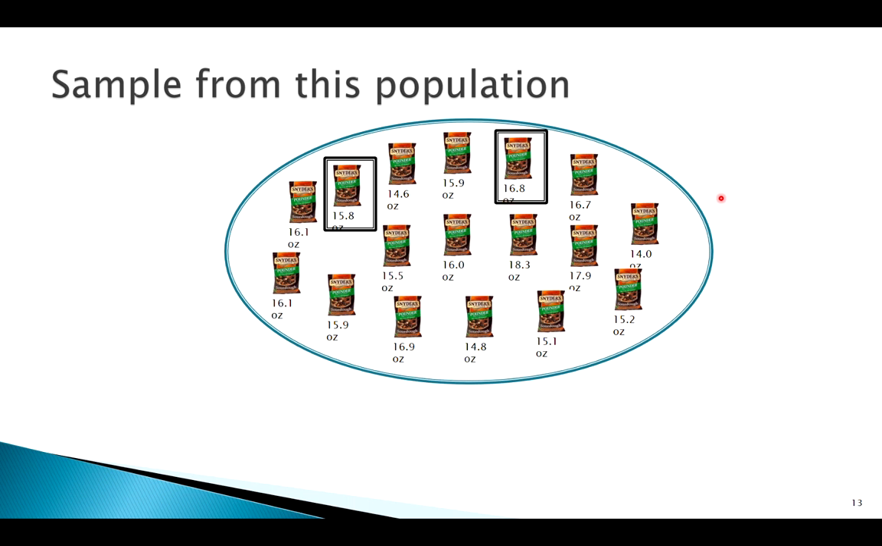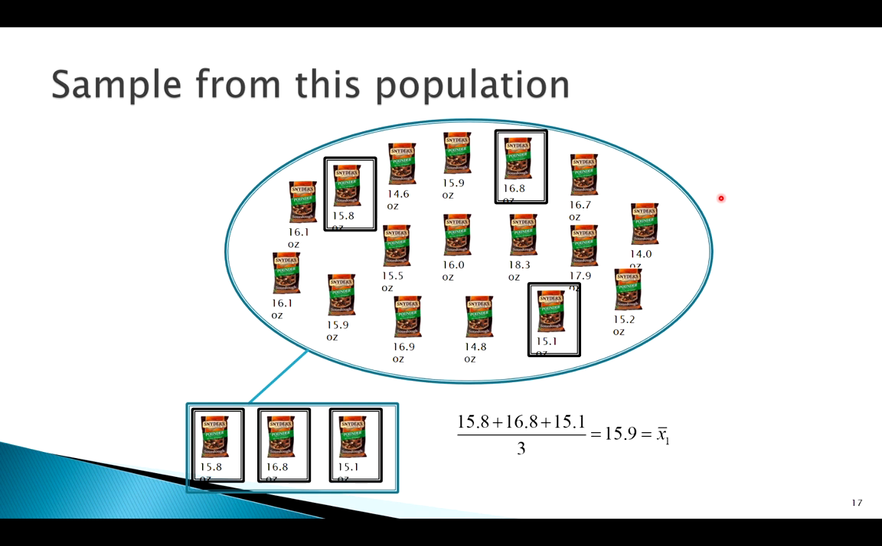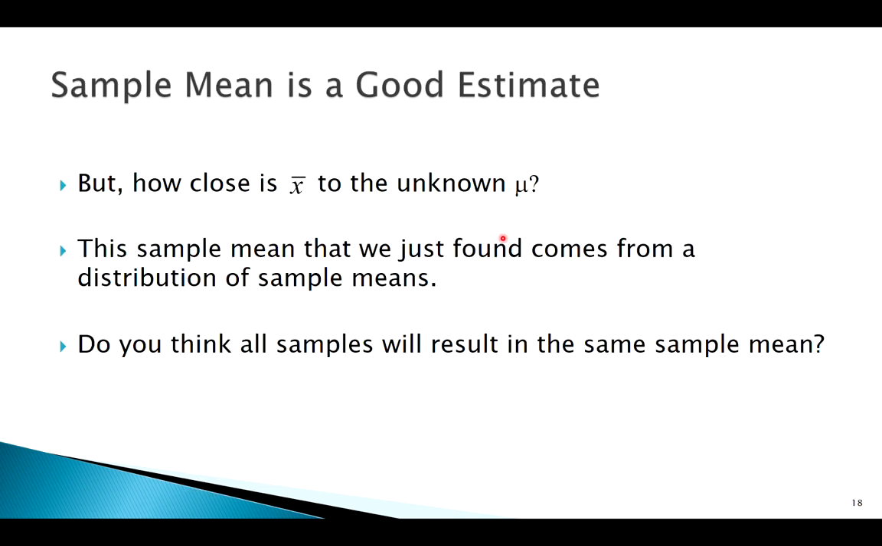But what we can do is go to our closest vending machine, and maybe we have $3. So we take a sample of 3 bags of pretzels. I take one bag of pretzels, 15.8 ounces, 16.8 ounces, 15.1 ounces. That averages out to 15.9. Pretty good estimate. Now we know mu was 16, x bar 15.9, pretty close, but not perfect. So what's going to happen if we sample again?